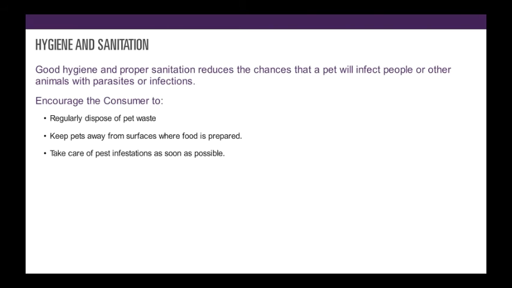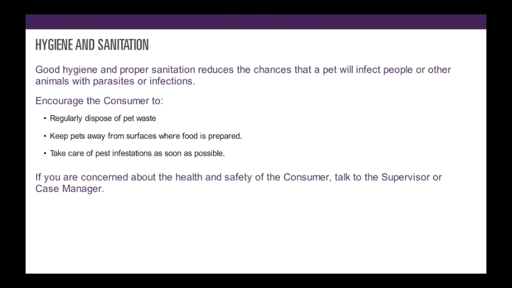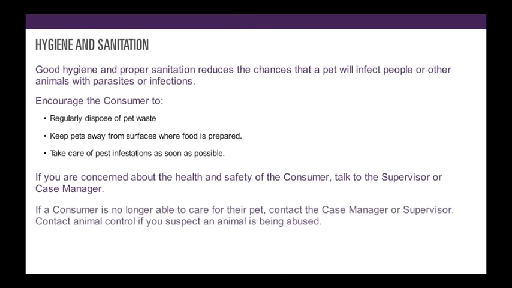If there is an infestation of pests, encourage the consumer to take care of it as soon as possible. If you are concerned about the health and safety of the consumer, talk to the supervisor or case manager. You may observe that a consumer is no longer able to properly care for their pet. If you suspect this is the case, contact the case manager or supervisor. Additionally, if you suspect an animal is being abused, you need to report that to animal control.